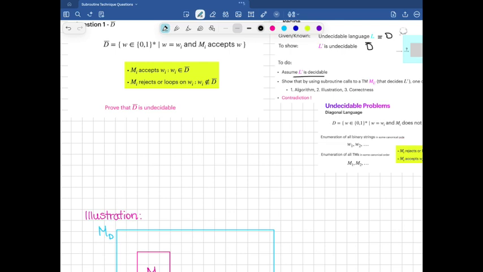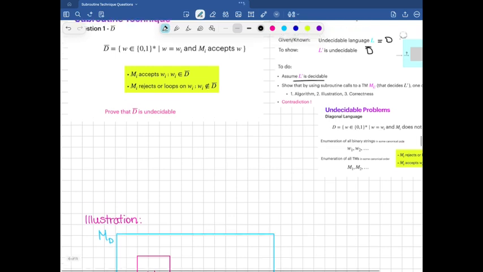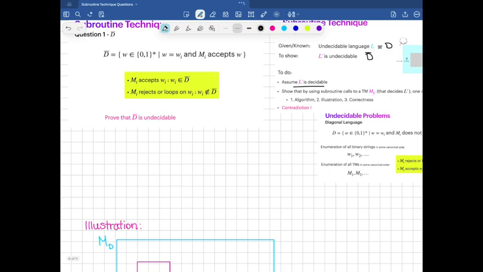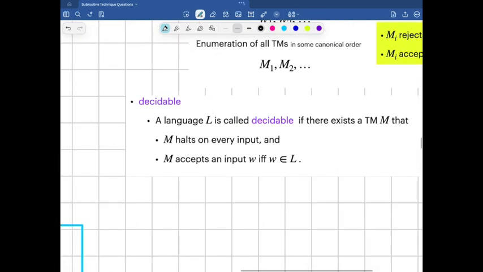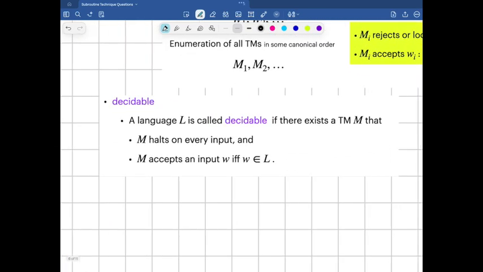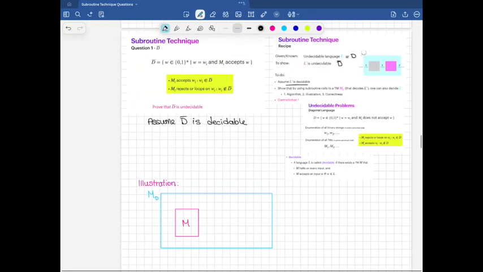So we're assuming that L prime is decidable. So our L prime at the moment is the complement. So you say, okay, assume the complement is decidable, right? So this is our assumption. And now we need to apply the definition of decidability. What was the definition of decidability? Here I paste it again. A language L is called decidable if there exists a Turing machine M that halts on every input and accepts an input W if and only if W is in the language, right?